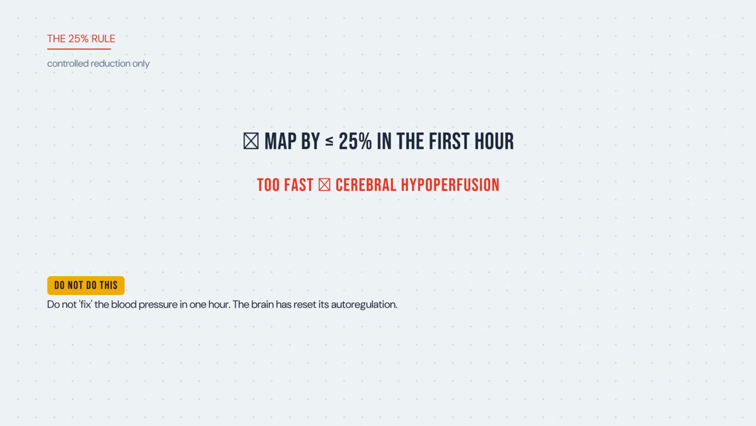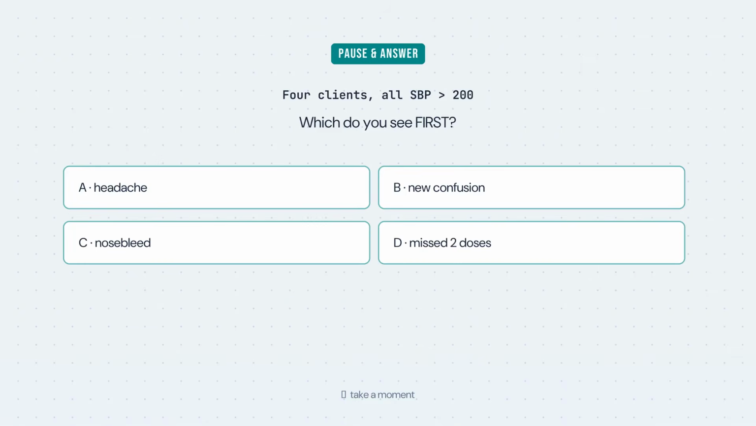And here is the part students find counterintuitive. In a hypertensive emergency, you do not normalize the pressure, you lower the mean arterial pressure by no more than about 25% in the first hour. Why? Because a brain that has been living at a mean of 140 has reset its autoregulation to that pressure. Drop it to normal suddenly and you do not rescue that brain, you infarct it. Controlled, gradual, monitored. Pause and pick.